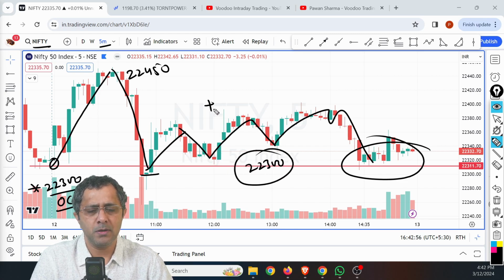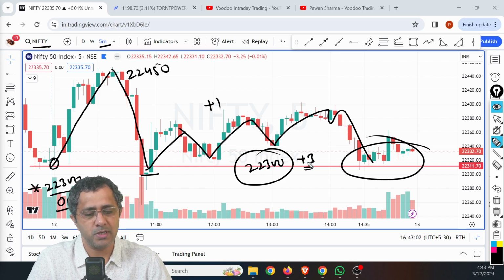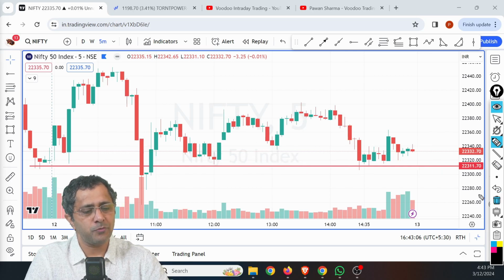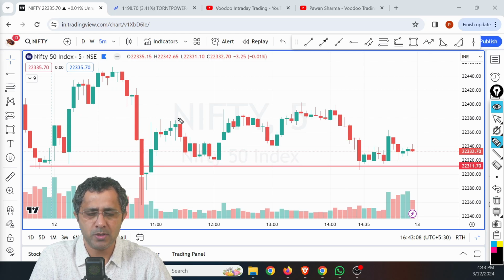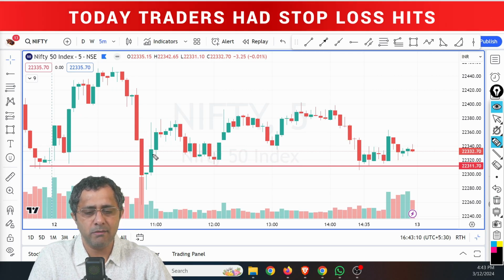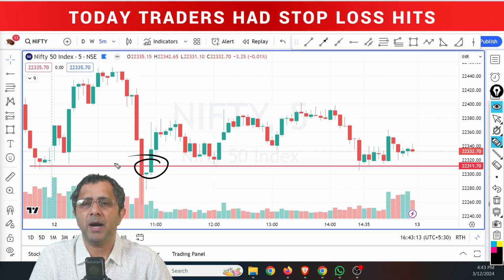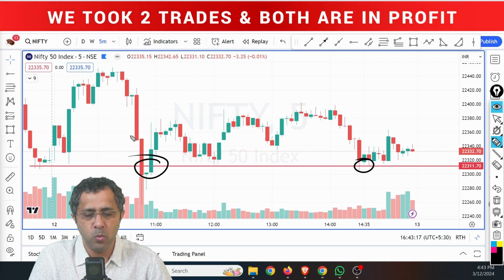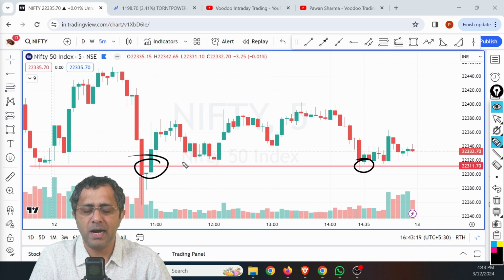I would say it opened with a 1 point gap up and closed with 3 points positive, which means the closing was also flat. Today I have seen a lot of traders complaining about stop loss hits. The reason was they were looking to buy at these levels. But why are we not buying at these levels? This is where you have to keep in mind. This is what you have to understand.